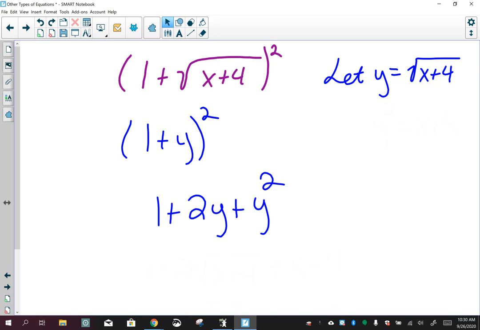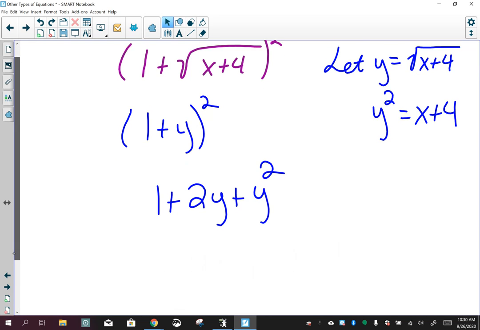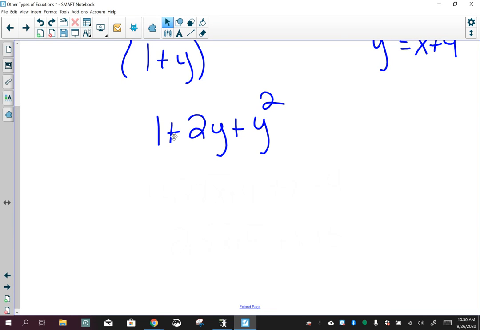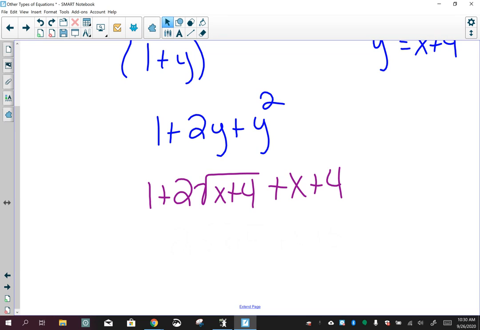Except now we have y's, but we don't have y's in our original. We have square roots. But we have a y and a y squared. So I'm going to come back over here and say, okay, if y equals the square root of x plus 4, that means that y squared equals x plus 4. So then I'm going to take this information and plug it back into my newfound equation over here, and then I wind up with this.